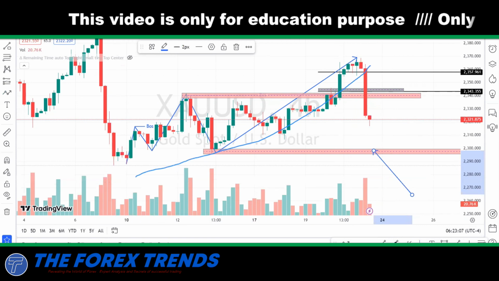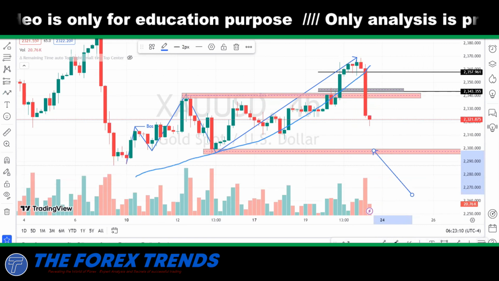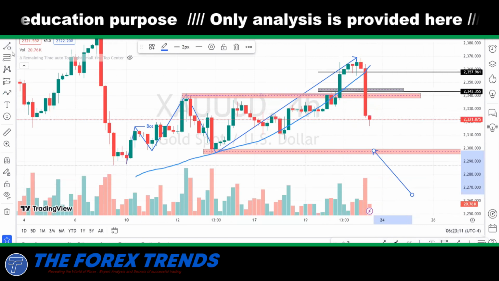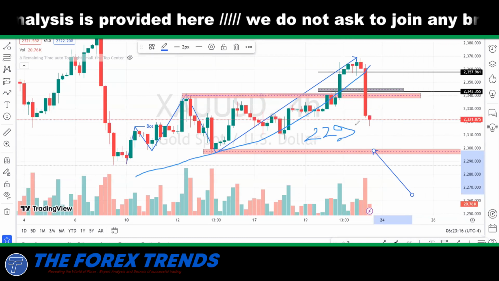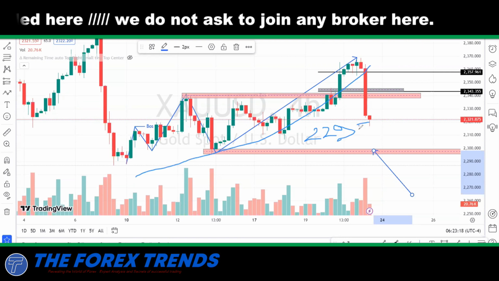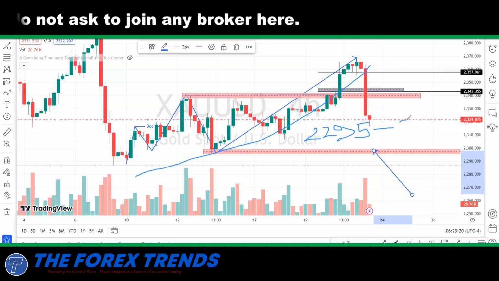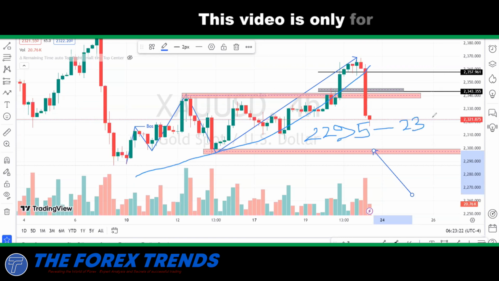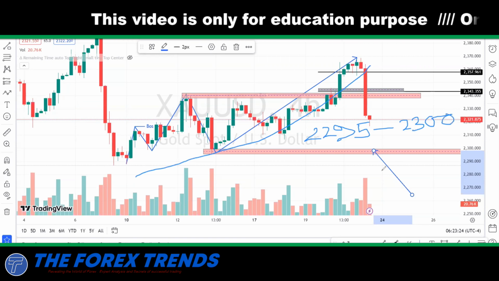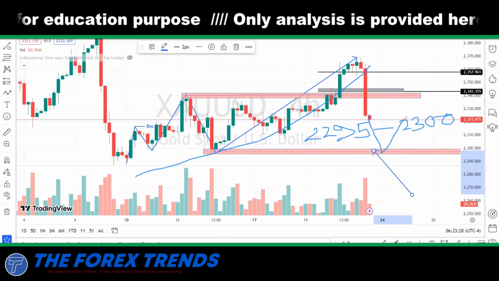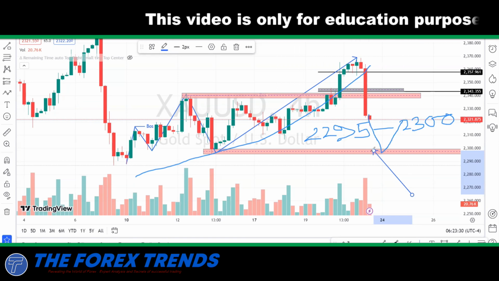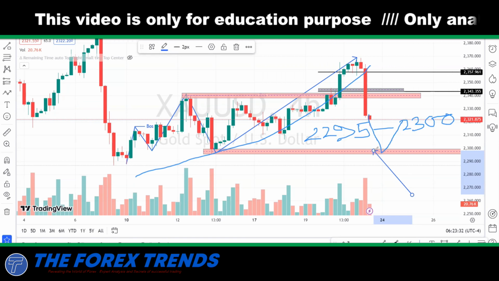So our first trade setup for buy is what? 2295 to 2300. If we get the price at this level, we may initiate a buy from here for 100 to 150 pips. This is our first buying position.